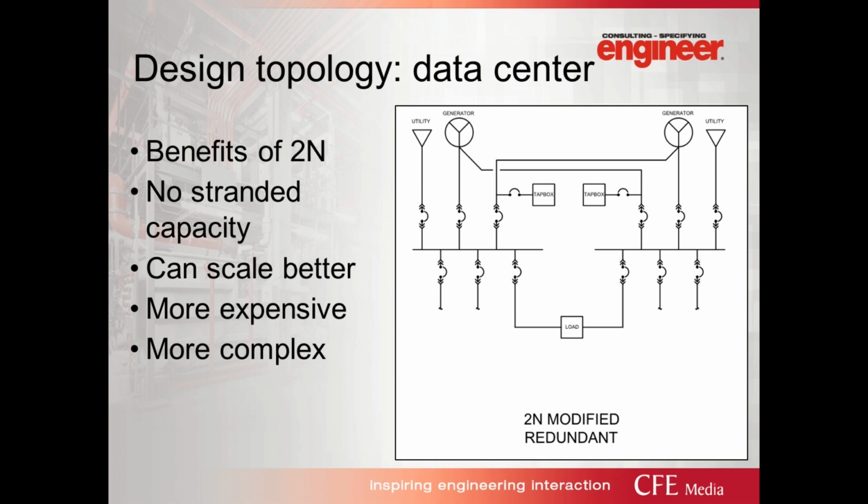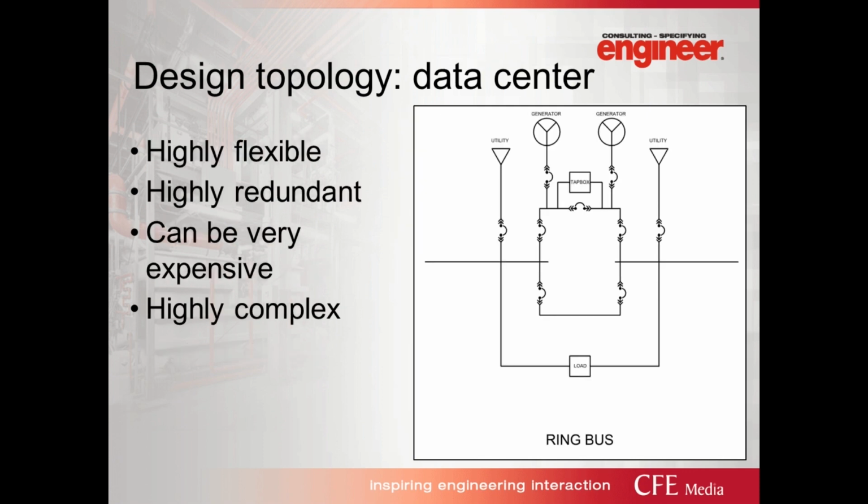The ring bus, which we've deployed, is highly flexible, highly redundant, but it can be extremely complex and extremely expensive. So is it worth that investment to have this high availability with multiple sources being able to feed your load at any given time? The failure modes become very complicated and the programming becomes extremely critical.